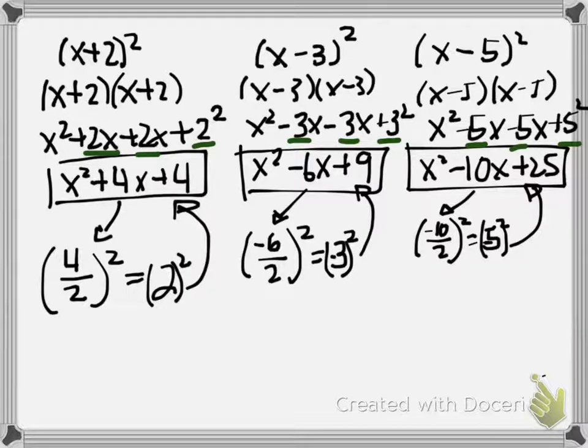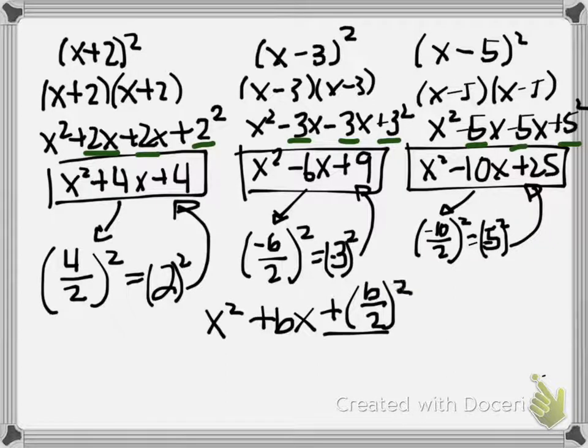So in general, if you take the middle term and divide it by 2 and then square it, it is the last term. And notice you can also go backwards: if you take the term in the middle and divide it by 2, that also gives you the second term of your binomial.